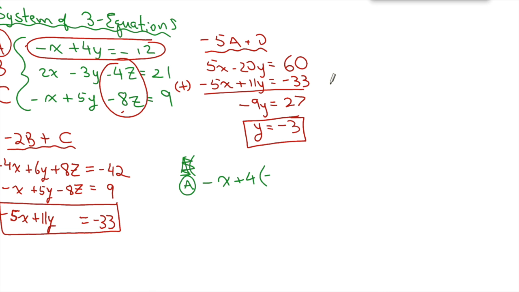4 times negative 3 is equal to negative 12. This is negative 12, right? If I move it across, it becomes 0. So X has to equal 0, which is perfectly fine. Now I have a Y and an X.